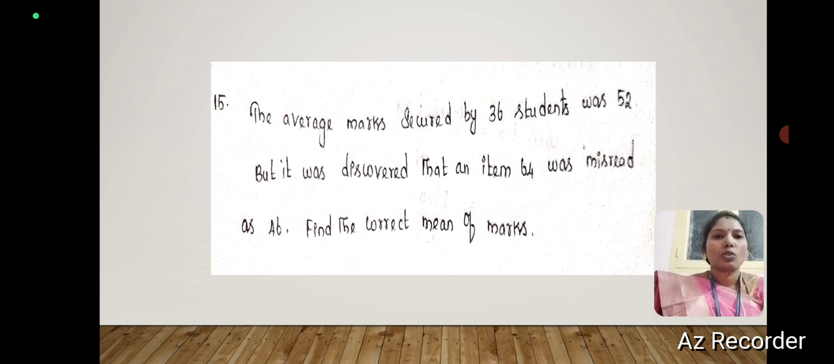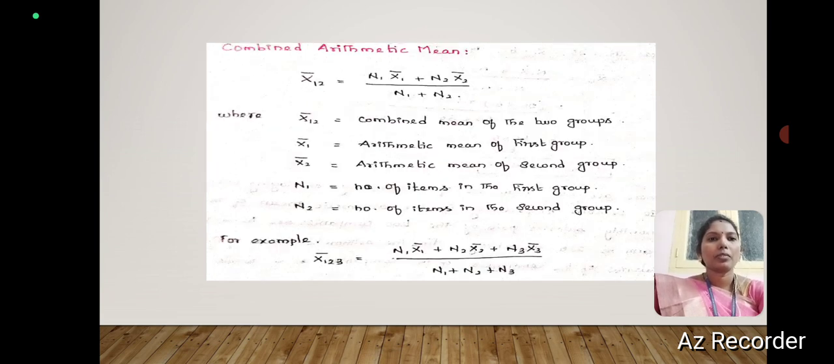And this is also a problem of this type. The average marks secured by 36 students was 52, but it was discovered that an item 64 was misread as 46. Find the correct mean of marks. This is also the combined arithmetic mean, where the two means are given by the problem.